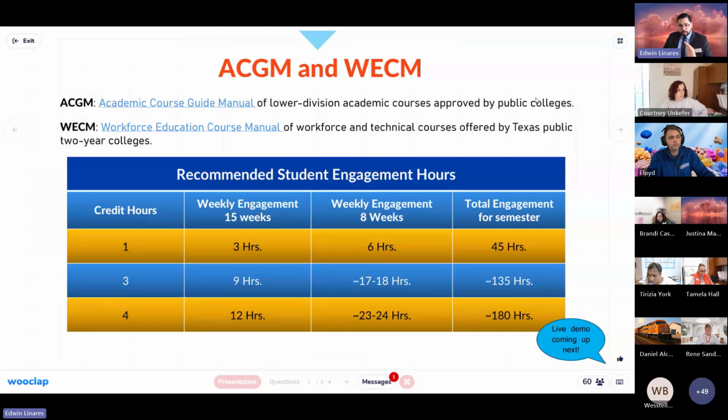If you look at the chart below, you'll notice that there is a range of credit hours. For 1 credit hour, when we're speaking about 15-week semesters, right? And I say 15-week because technically the 16th week is for finals. So the way that it's referenced inside the Academic Course Guide Manual is for 15 weeks. So for 1 credit hour in a 15-week semester, 1 credit hour equals 3 hours of engagement. But if we're speaking in regards to 8 weeks, it doubles.